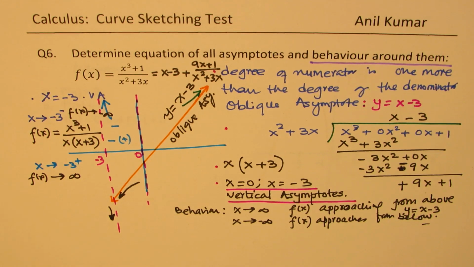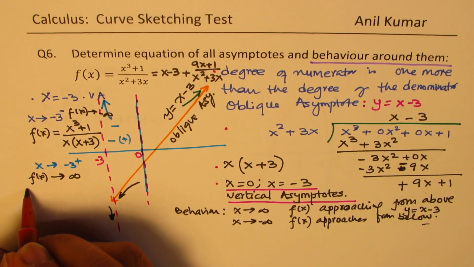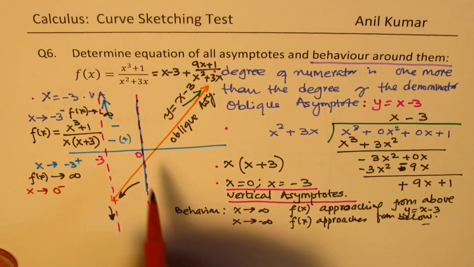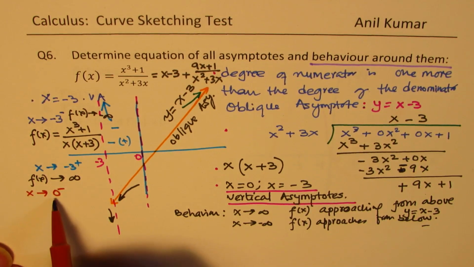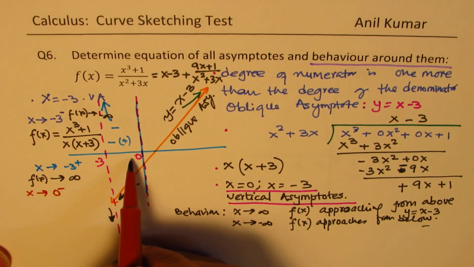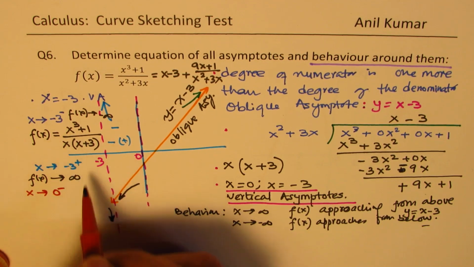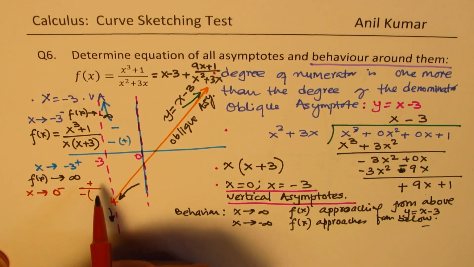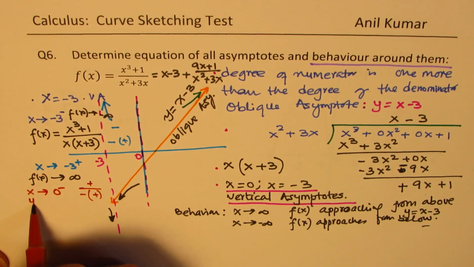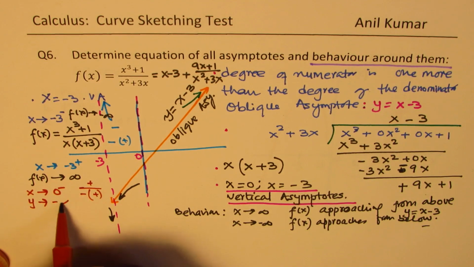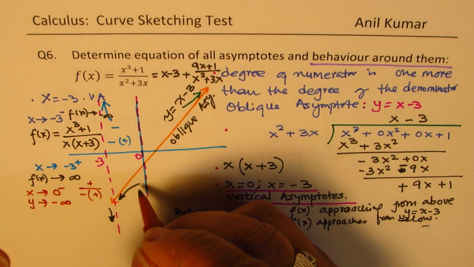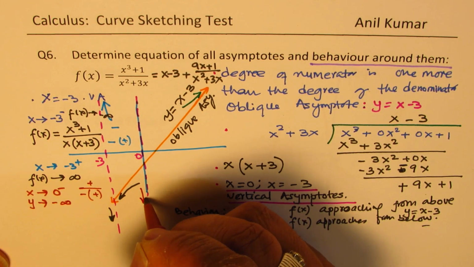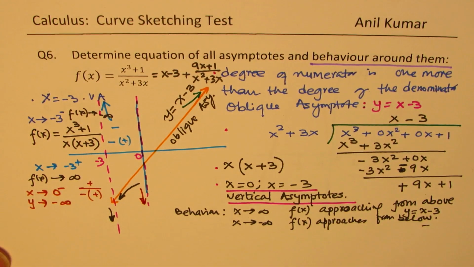Let me use another ink here. So when x is approaching 0 from the negative side, so when x is approaching 0 from the left side, the numerator here is positive. In the denominator, we have this as negative. However, this term will be positive. So y value, or f of x, is approaching negative infinity, right? So on this side, it is approaching negative infinity, correct?